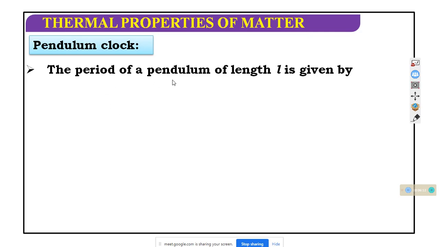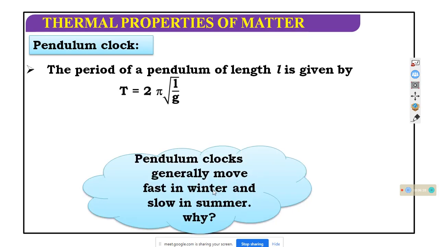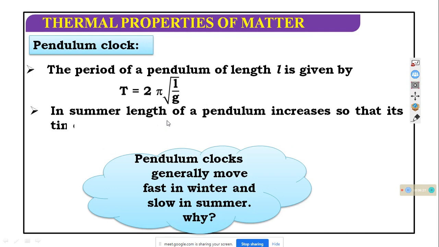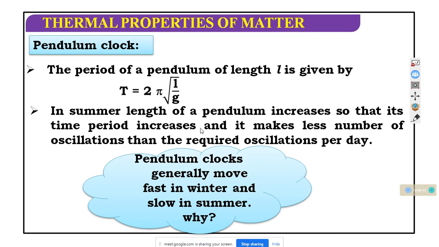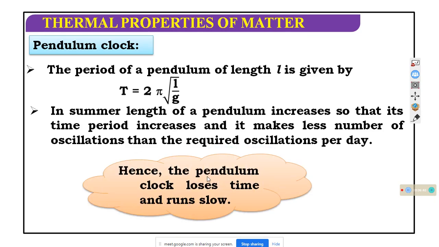Pendulum clock. The time period of a pendulum of length L is given by T equals 2 pi root L by g. The pendulum clock generally moves fast in winter and slow in summer. Why? In summer the length of the pendulum increases, so the time period increases and it makes fewer oscillations per day. Hence the pendulum clock runs slow.